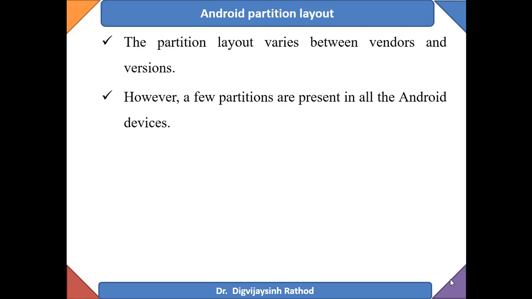However, there are a few partitions that are present in all Android devices. Today we are going to access the partitions of our Genymotion emulator. When we do the practicals, we will also come to know that some of the partitions I discuss in the presentation may not be available in Genymotion. So don't try to find an exact match. Suppose I show you 9 partitions with the names SDA, SDA0, SDA1, SDA2; don't try to find the same number of partitions with the same names in other mobile phones, because it varies between vendors and versions.